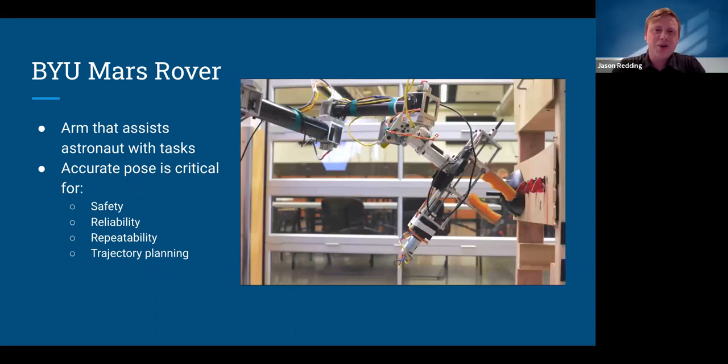Which brings us to the motivation of our project, the BYU Mars rover. The BYU Mars rover participates every year in the University Rover Competition and has a 5-link robotic arm attached to assist with tasks, including a decapacitated astronaut who needs water, or it needs to be able to flip switches or type on a keyboard. And having an accurate pose for this is critical, both for safety as well as performing well on these critical tasks.